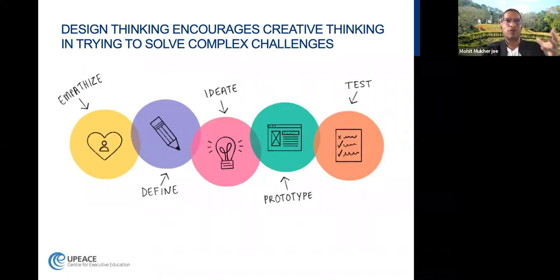And now I want to get into design thinking. Design thinking encourages creative thinking in order to try and solve complex challenges, right? Because often innovation is responding to complex challenges. One of the things that I want to emphasize is that when I first got introduced to design thinking, I remember thinking, you know what, this is not rocket science. These steps make sense to me. And I realized that I often miss one or more of the steps. And so what I'm going to do in this webinar is really go through these 5 steps and illustrate them.